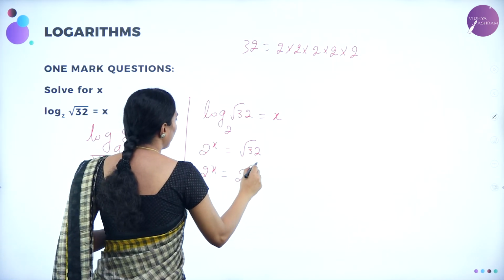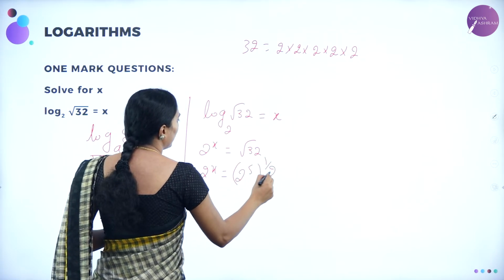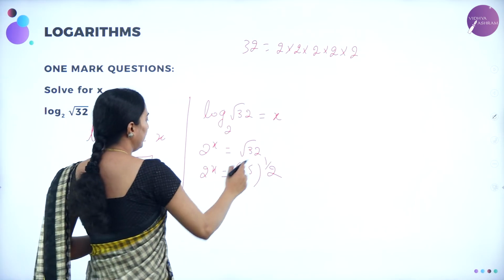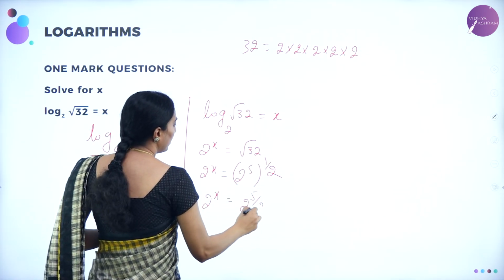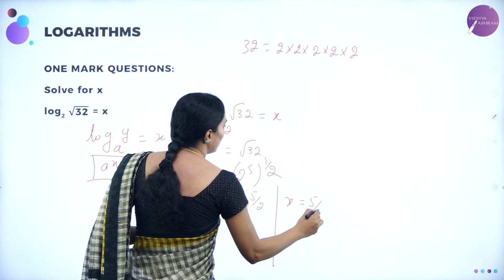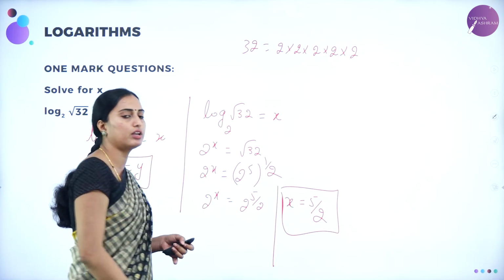Therefore, 2 to the power of 5 under the root, which is nothing but 1 by 2, under the root can be written as 1 by 2. So therefore, 5 into 1 by 2 is 5 by 2. 2 power x is 2 power 5 by 2. Now the bases are the same. I can equate the powers. Therefore, x will be equal to 5 by 2, which is the value of x you are going to have.